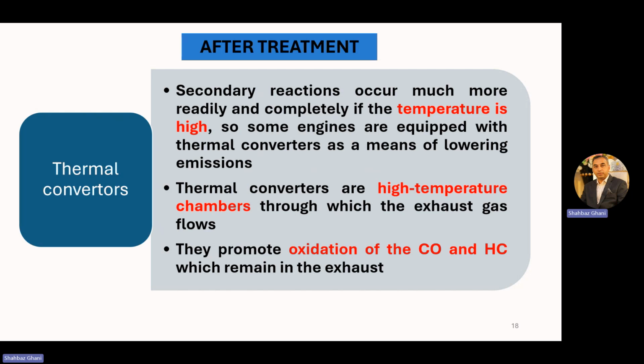In the first, the thermal converters, secondary reactions occur more readily and completely if the temperature is high. So some engines are equipped with a thermal converter as a means of lowering emissions. Thermal converters are high temperature chambers through which the exhaust gases flow. They promote oxidation of the carbon monoxide and hydrocarbons which remain in the exhaust. So the thermal converter oxidizes the carbon monoxide and hydrocarbons which remain in the exhaust.